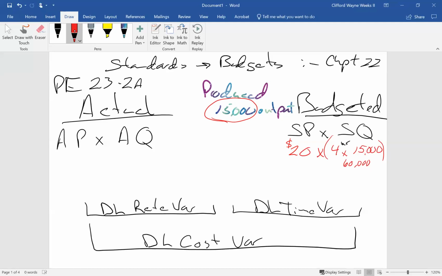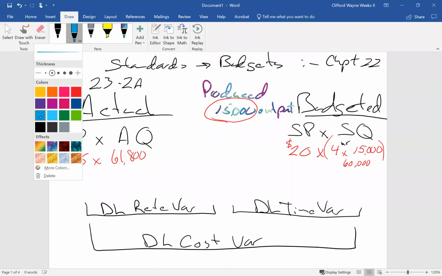Well, the actual numbers were given to you. We had the actual price was $19.85. And we multiplied that times the actual hours to make 15,000 tables of 61,800.